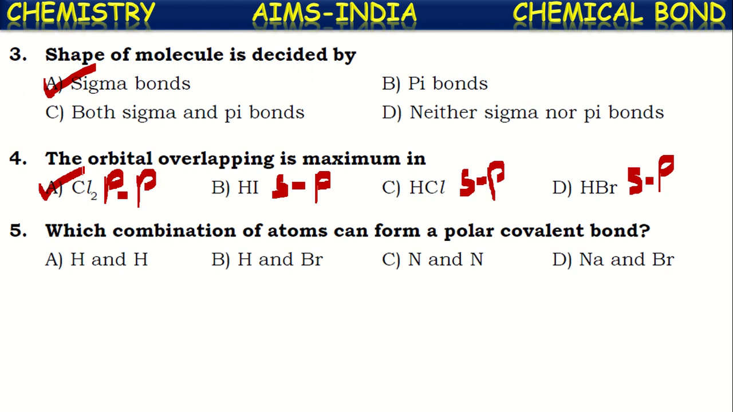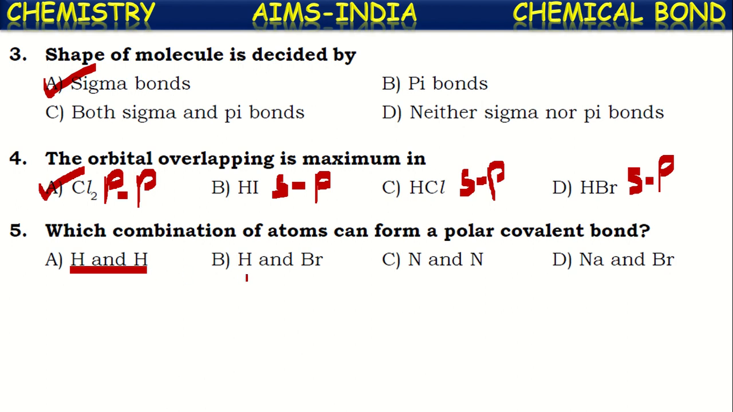So if such atoms share a pair of electrons, the atom which has greater electronegativity will pull the pair of electrons towards it, and hence the bond becomes polar in nature. Now see here, the combinations of atoms where the electronegativities are mentioned. Both are hydrogens here, so the covalent bond formed will be a non-polar covalent bond because they are similar atoms.